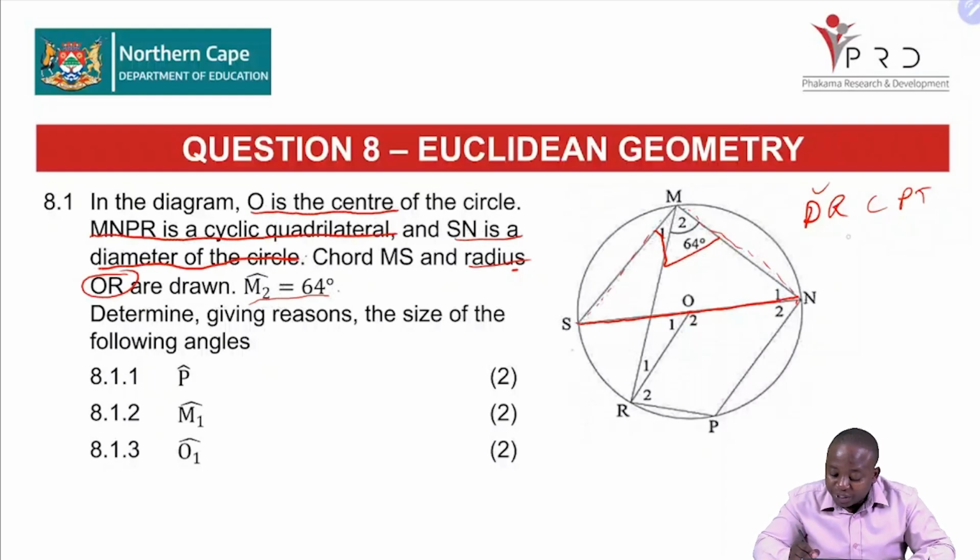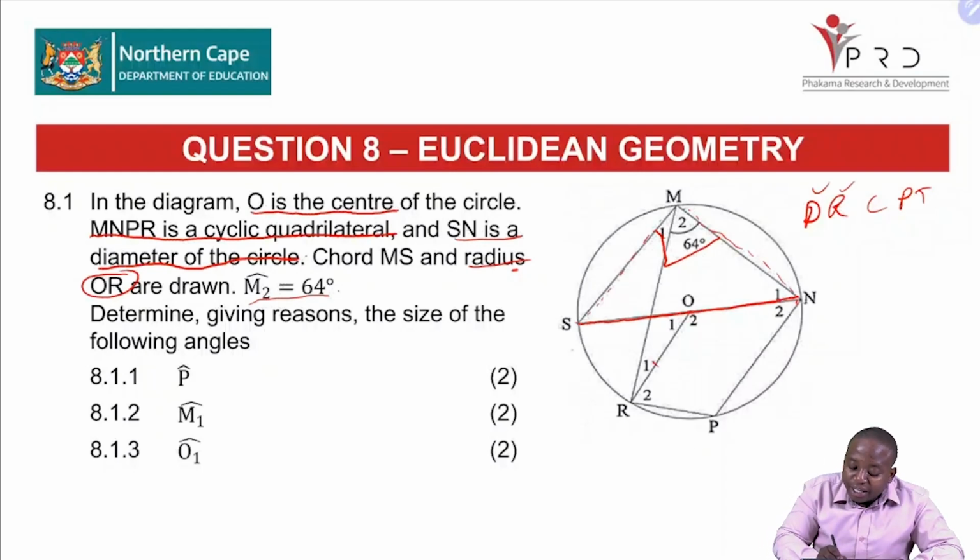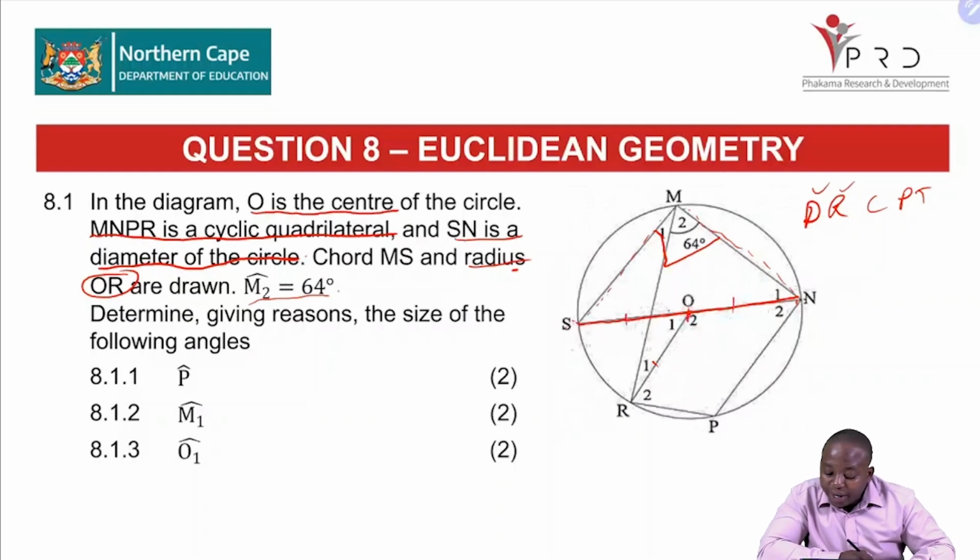We proceed and ask, do we have any radii? We are told that OR is the radius, and we can see that if SN is a diameter and O is the center, that means SO is a radius, and ON is also a radius. So SO, ON, and OR are all equal. Those are radii, so they are all equal. What else do we see now?